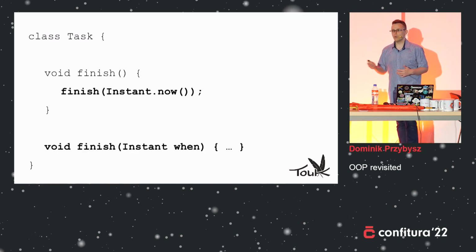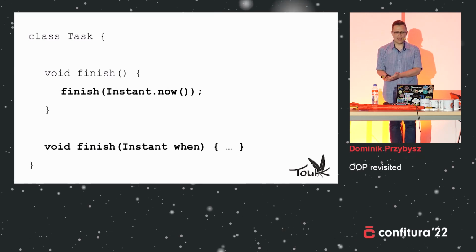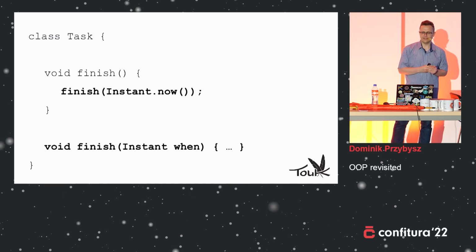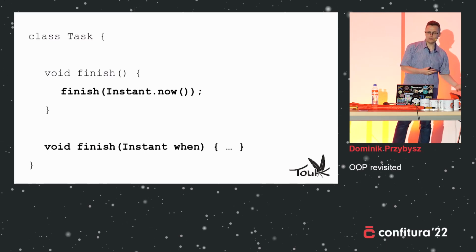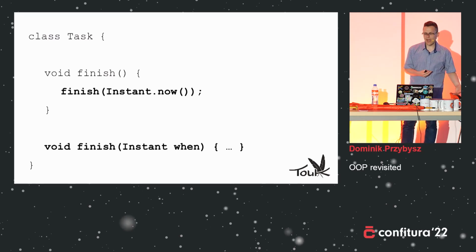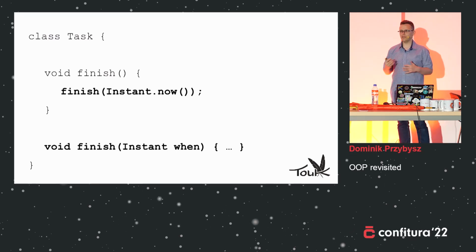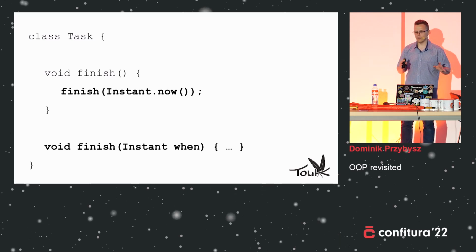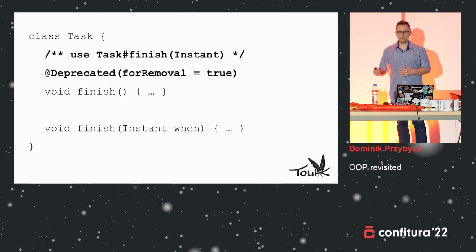And the next step is that we want to be decoupled from this static factory of instant. So we can create a new method finish, and here we have a new parameter instant when, and the previous method could use the default value that it had previously. And now probably the finish method without any parameters is something that we keep in our code, but only for a moment. But in the long run, we want to remove it.